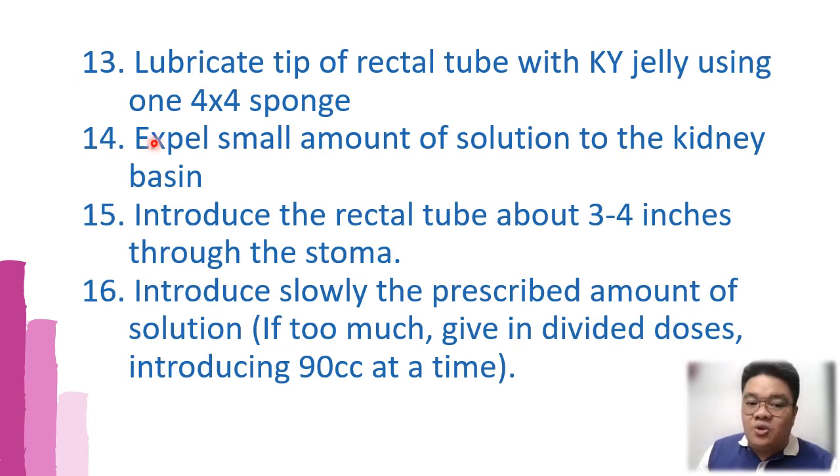Then, introduce slowly the prescribed amount of the solution. If it is too much, give in divided doses, introducing 90 cc at a time. So class, what we did was to put some irrigation solution going towards the stoma of your patient. We introduced the tube first and then introduced the amount of the solution slowly. And then if it is too much, give it in divided doses.